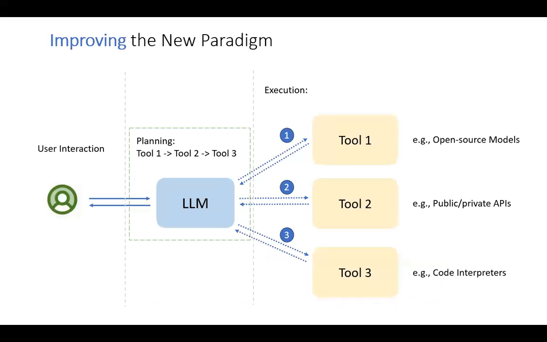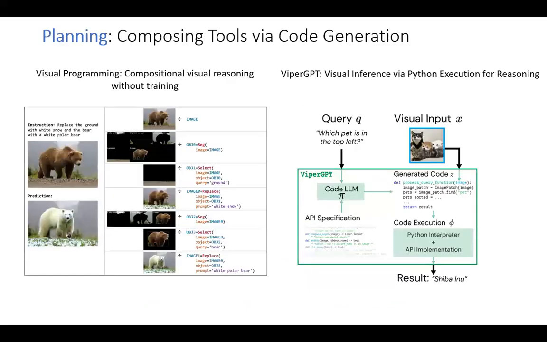There are also works on improving this new paradigm, mostly focused on the planning step. The previously mentioned multimodal agents all use natural language to prompt a large language model for planning and to decide which tools to use. One can use a programming language for more accurate execution. However, as the code is still generated by a large language model, the problem of inaccurate tool use still remains.